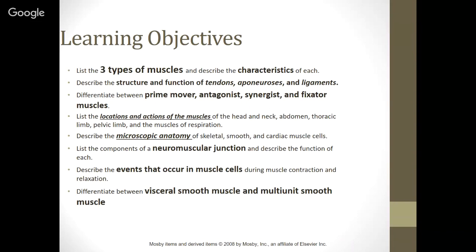And we'll list the components of a neuromuscular junction and describe the function of each. We'll also describe the events that occur in muscle cells during muscle contraction and relaxation. And it's pretty cool to see how things happen. It kind of looks like a factory setting within your muscle cells. We'll also differentiate between visceral smooth muscle and multi-unit smooth muscle.